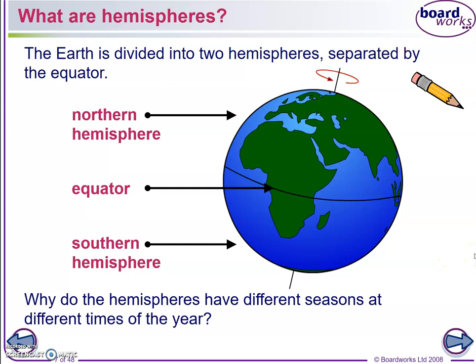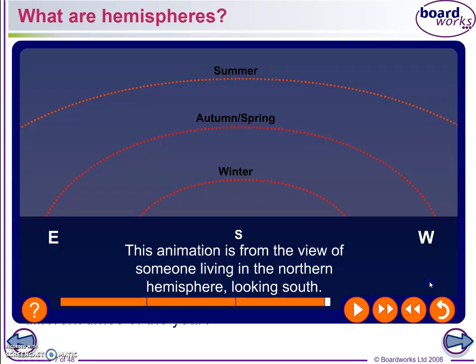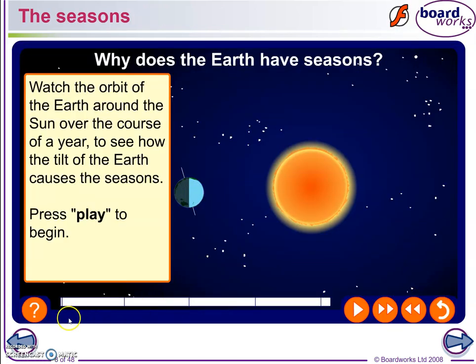So the next question for us to answer is, why do the hemispheres have different seasons at different times of the year? Well, we are going to find out here. So you are going to need to write some notes down, but again, just wait for me to tell you exactly what you need to write and when. As you can see from this slide, watch the orbit of the Earth around the sun over the course of a year to see how the tilt of the Earth causes the seasons.